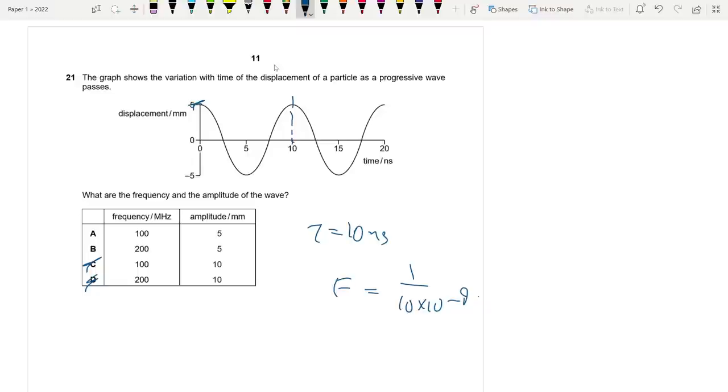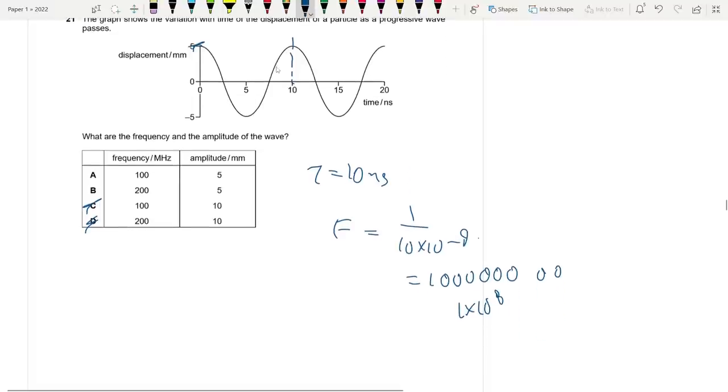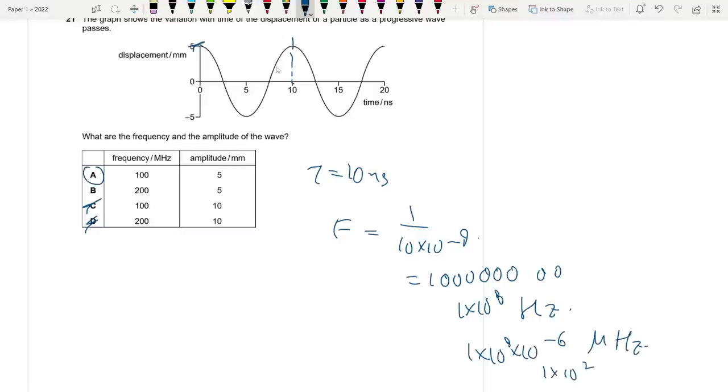That gives us an answer of 1000000000. So 1 2 3 4 5 6 7 8, 1 into 10 to the power 8, get it? Hertz. So if you convert to mega, that's 1 into 10 power 8 into 10 power minus 6 megahertz, which is 1 into 10 power 2 or 100 megahertz. So 21 is in fact A. Okay.